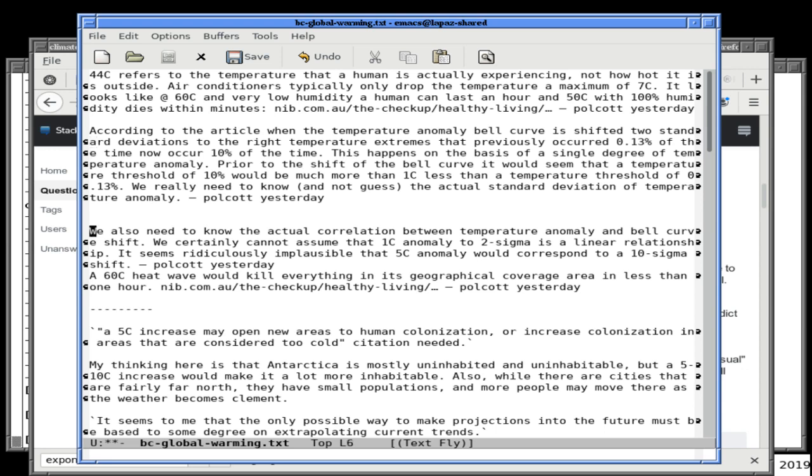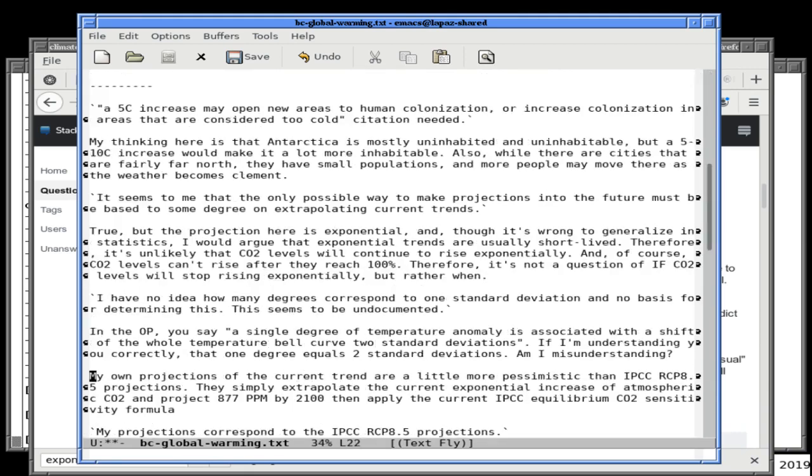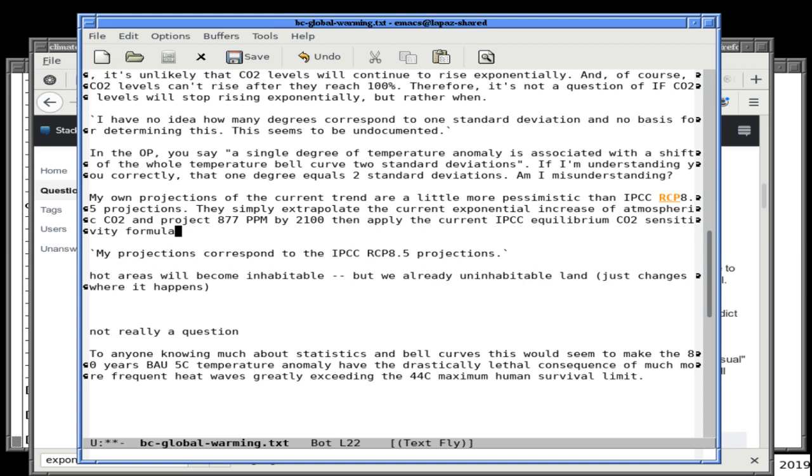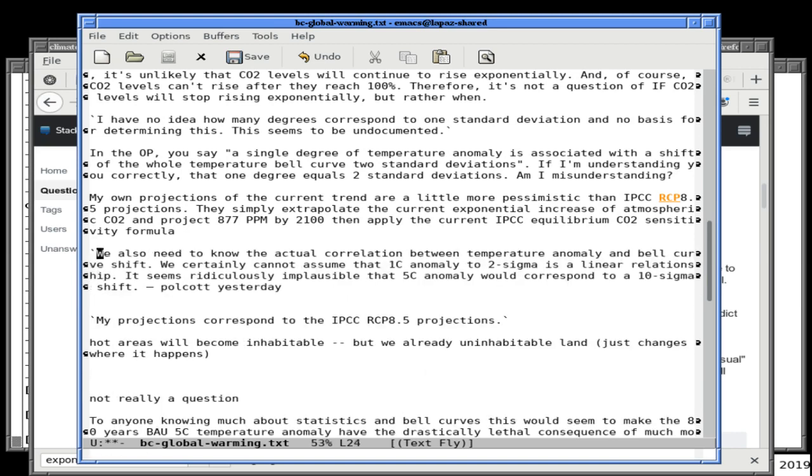So here's what he says. This is the sort of other thing he says here. We also need to know the correlation between temperature anomaly and bell curve shift. It's ridiculously implausible. Boy, you love it when global warming people say it's ridiculously implausible and at the same time predict 60 degrees Celsius temperatures.